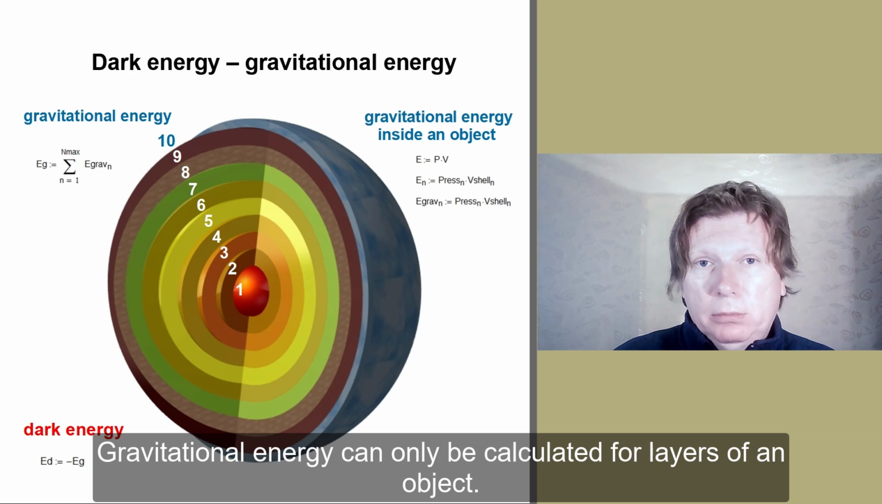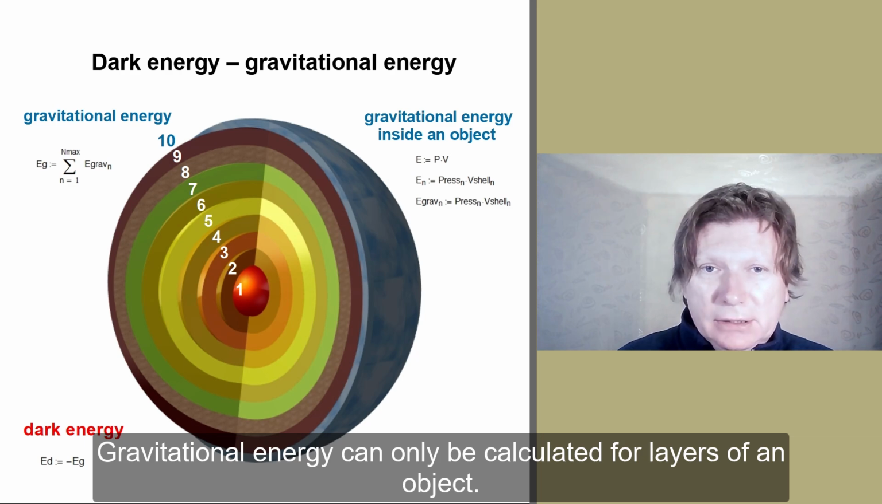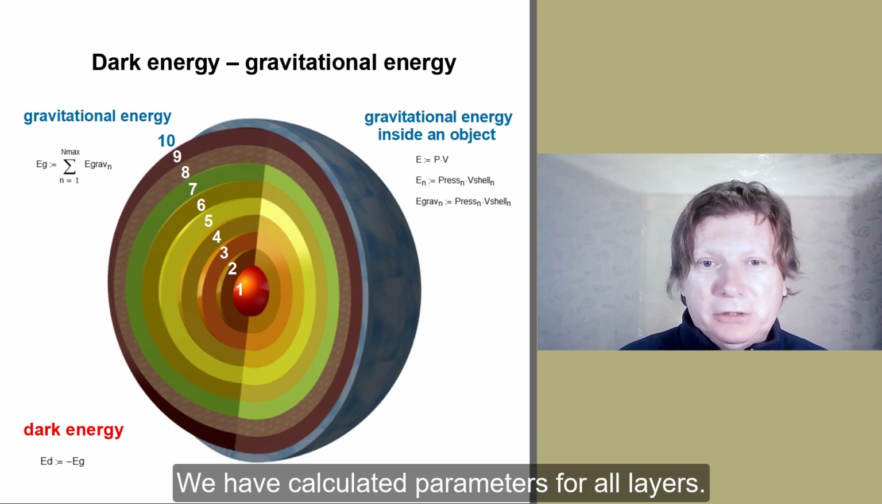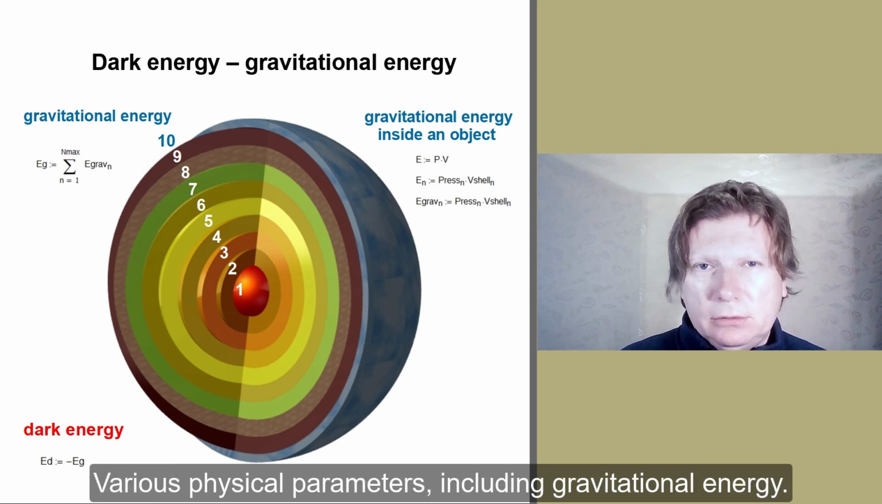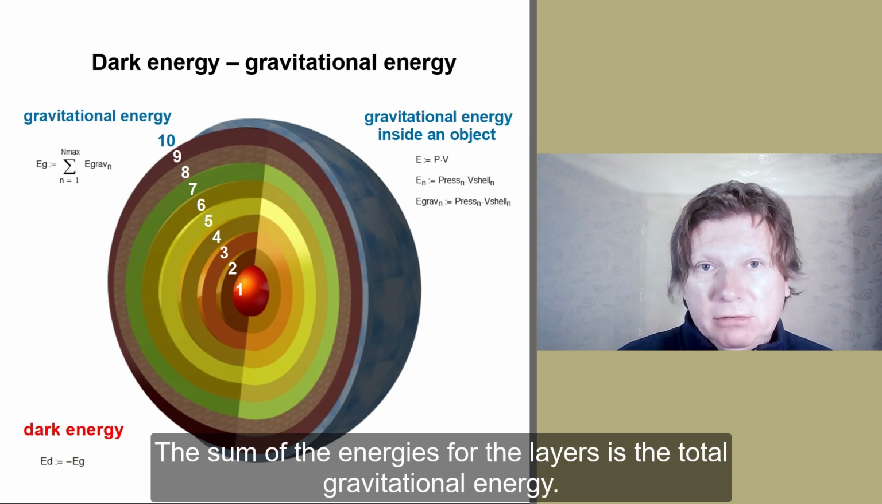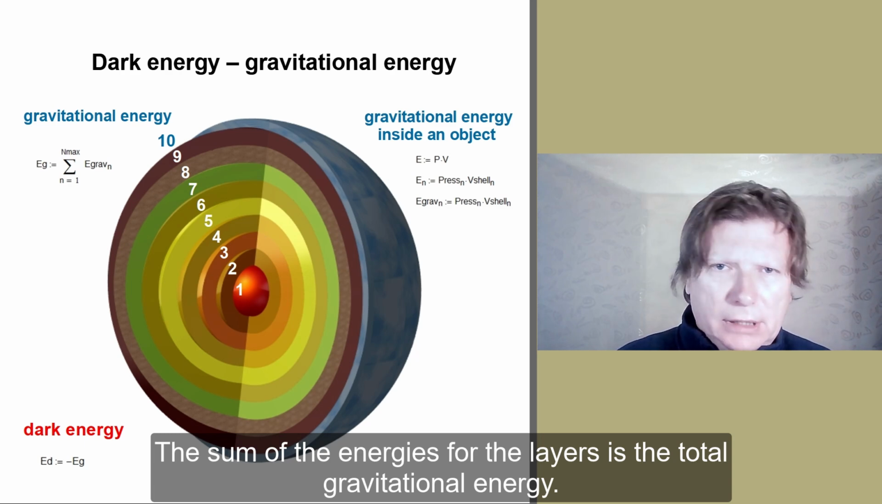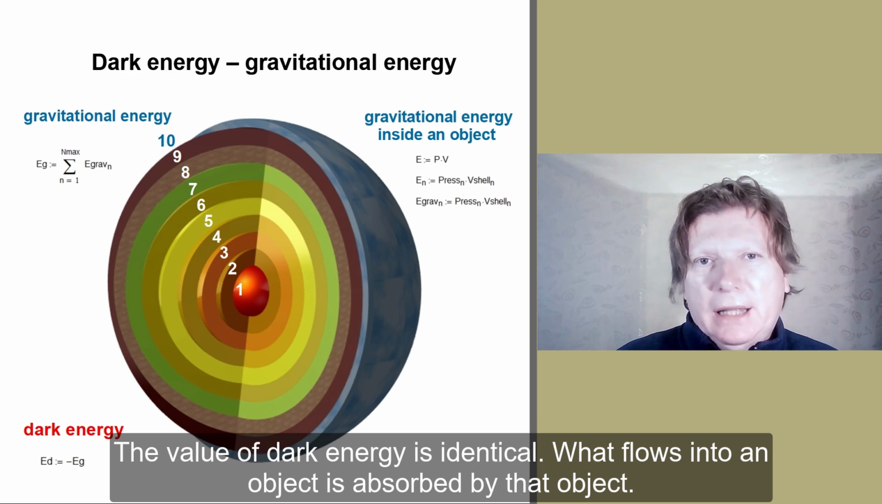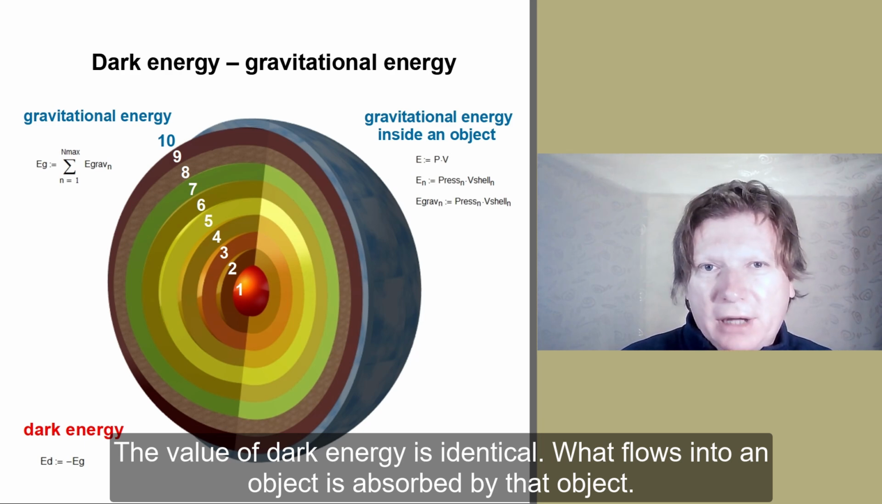Gravitational energy can only be calculated for layers on an object. We have calculated parameters for all layers, various physical parameters, including gravitational energy. The sum of the energies for the layers is the total gravitational energy. The value of dark energy is identical. What flows into an object is absorbed by that object.